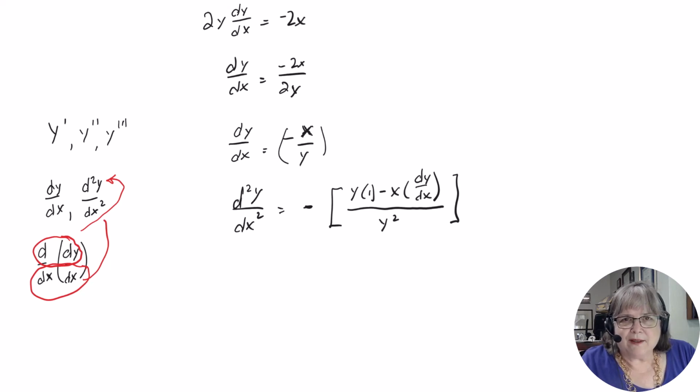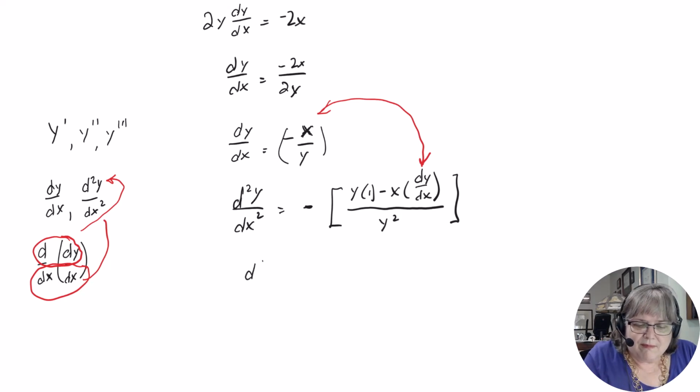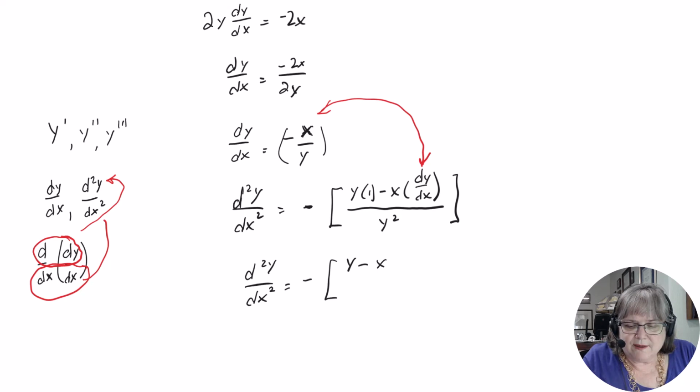Now, they don't like the second derivative in terms of the first derivative because that's what you've got. So we're going to sub in, and we know what the first derivative is, that dy dx is actually minus x over y, right? Because we just found it up here. So we can substitute that in. All right, so we have minus, this is y, minus x, and that dy dx is actually minus x over y from before over y squared.